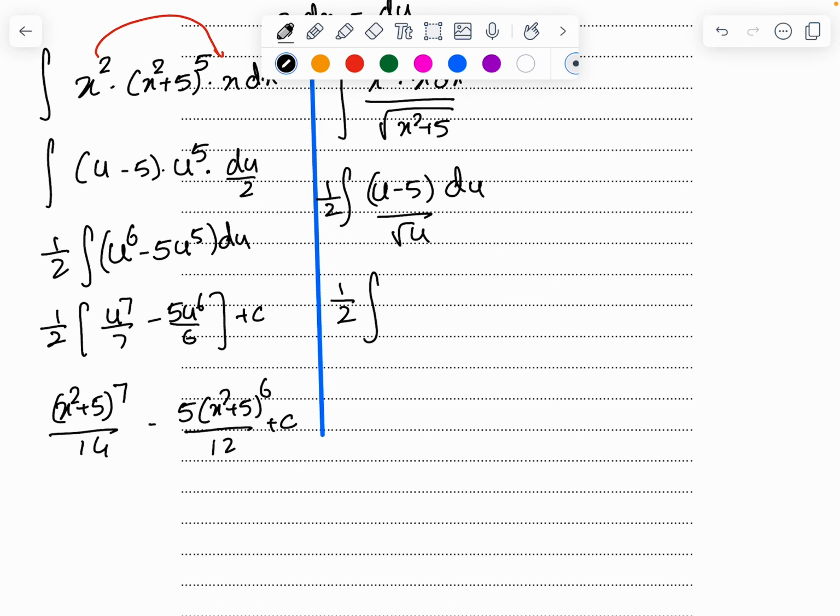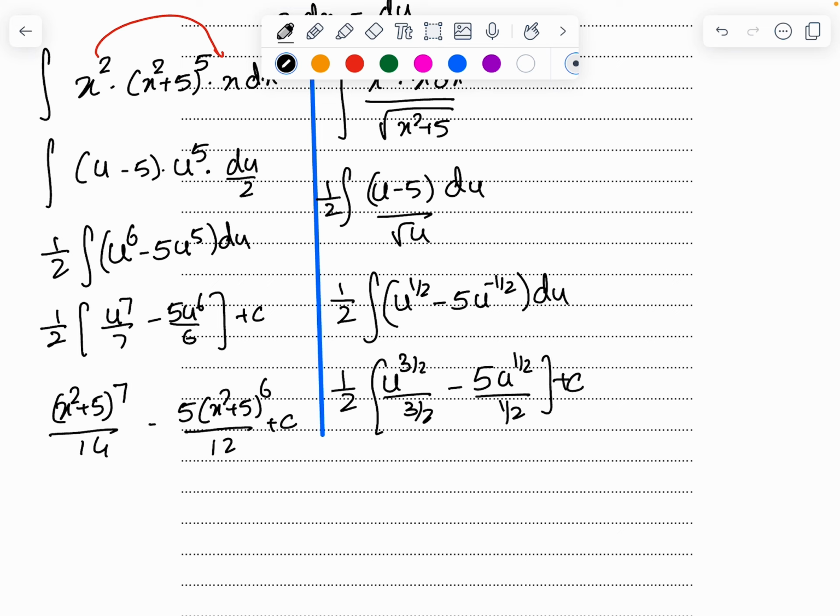1 upon 2 integral of u to the power of half minus 5 u to the power of negative half du. So this will become 1 upon 2 times u power 3 upon 2 upon 3 upon 2 minus 5 u to the power of 1 upon 2 upon 1 upon 2 plus c. So it becomes 1 upon 3 x square plus 5 whole power 3 upon 2 minus 5 square root of x square plus 5 plus c.